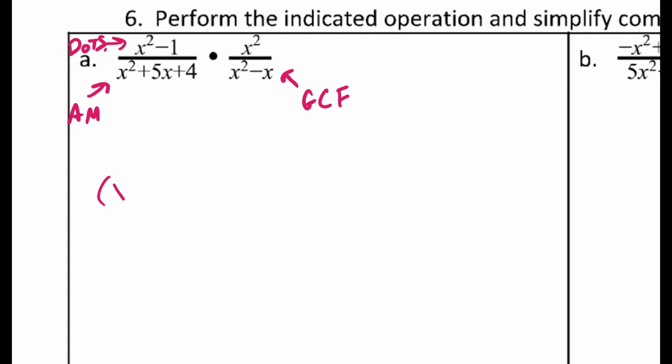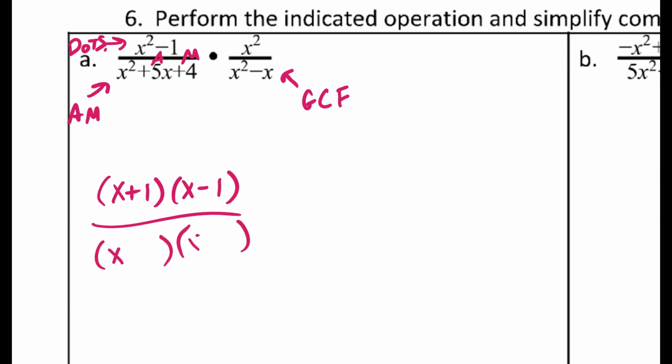So my first numerator becomes x plus 1 times x minus 1. And for this denominator that's a trinomial, I ask myself what adds to positive 5 and multiplies to positive 4. Well, there's only a few sets of numbers you could use that multiply to 4: 2 times 2, which adds to 4, or 4 times 1, which adds to 5. So that's the magic pair there. Then x squared in my numerator for my second fraction, not much I could do there. But I could pull out that greatest common factor of x in that second denominator to be left with x minus 1. Now here's where the magic happens.